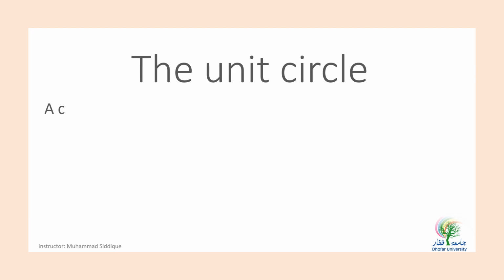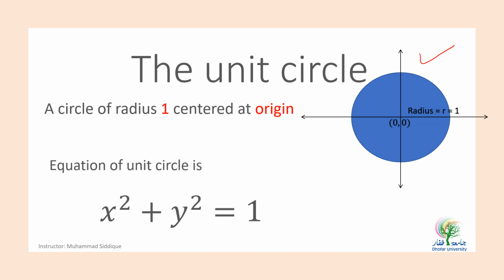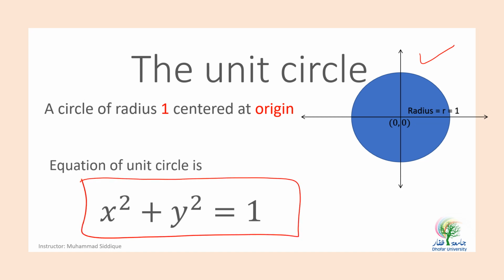The unit circle: a circle of radius 1 centered at the origin is called the unit circle. For example, this is a circle with radius 1 and center at the origin (0, 0). So this is called the unit circle. The equation of the unit circle is x squared plus y squared equals 1. We have to remember the equation of the unit circle.